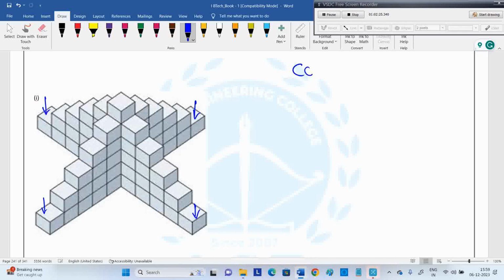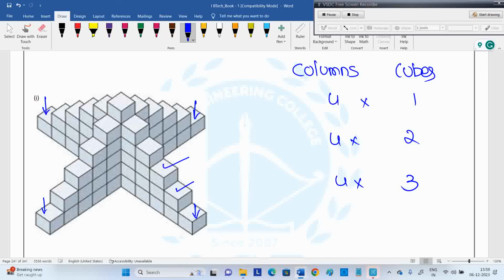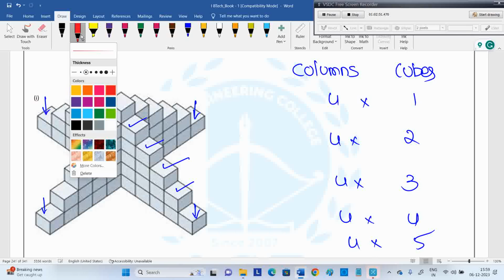So I'll put it like columns. Okay, we have four columns with one cube only. Next four columns with two cubes. Next four columns with three cubes. Next four columns with four cubes. Next four columns with five cubes. But at the end, this is only single one.